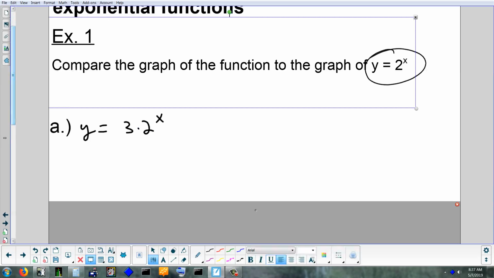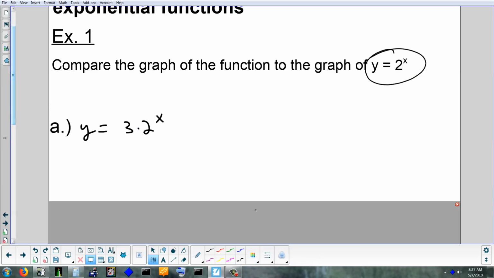So when you see the word compare, that's where you're writing out that sentence we keep telling you. Right? So how does example A compare to what I circled? What's that 3 gonna cause example A to compare to y equals 2 to the x? Keep going. By a factor of 3. There you go.